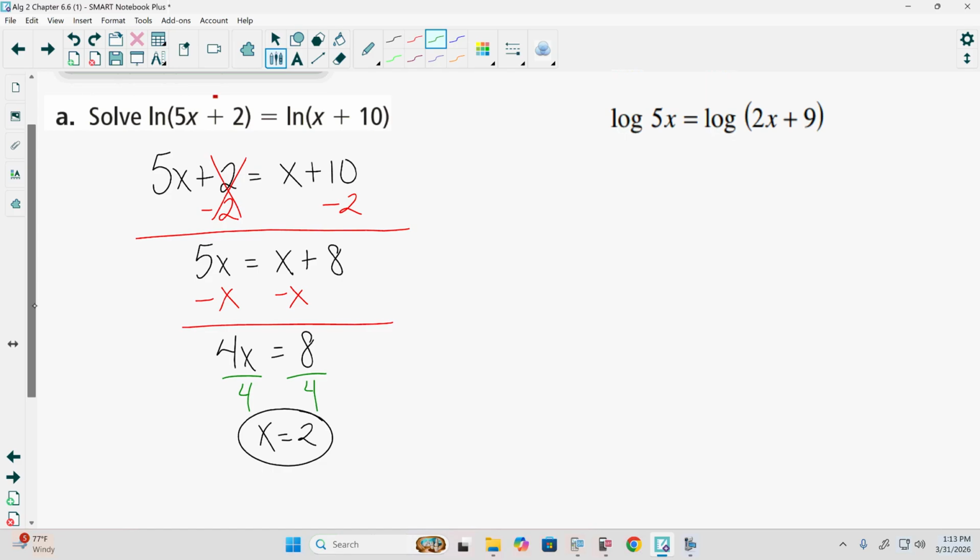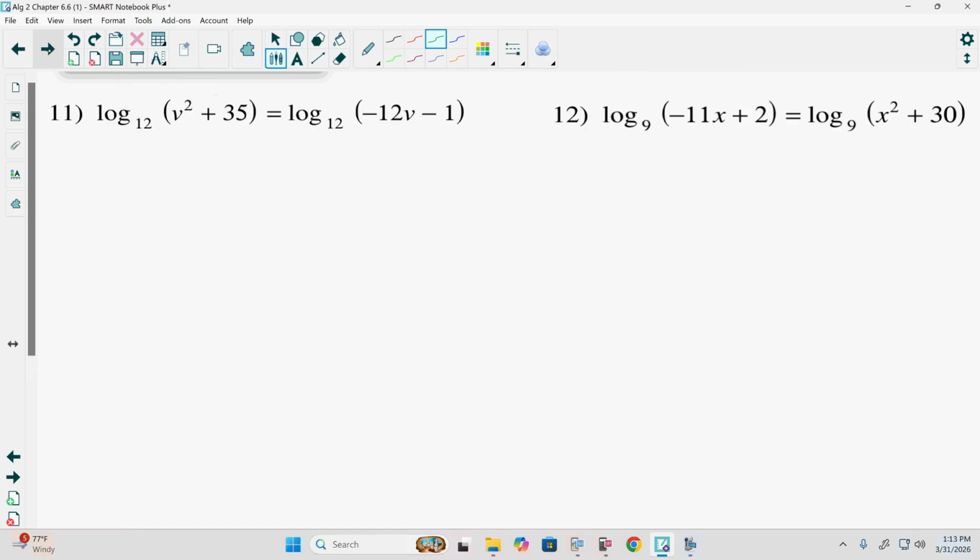X has to be 2. Questions on these here? Number 11 or 12?